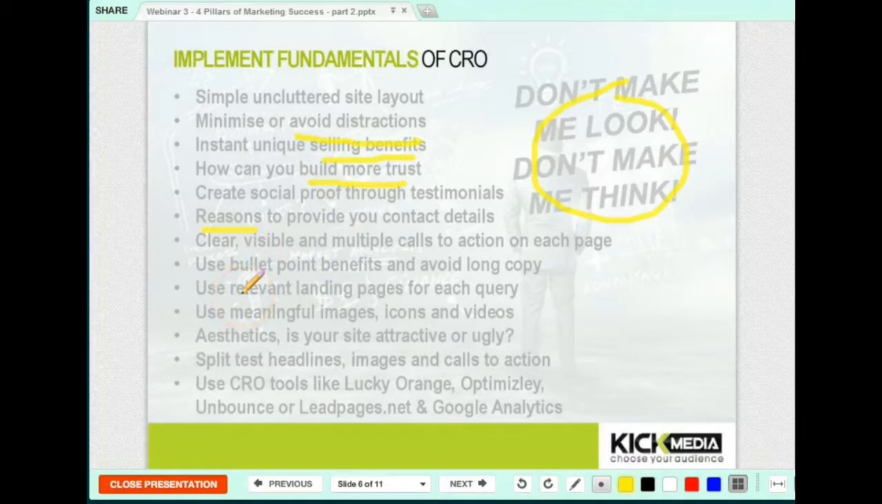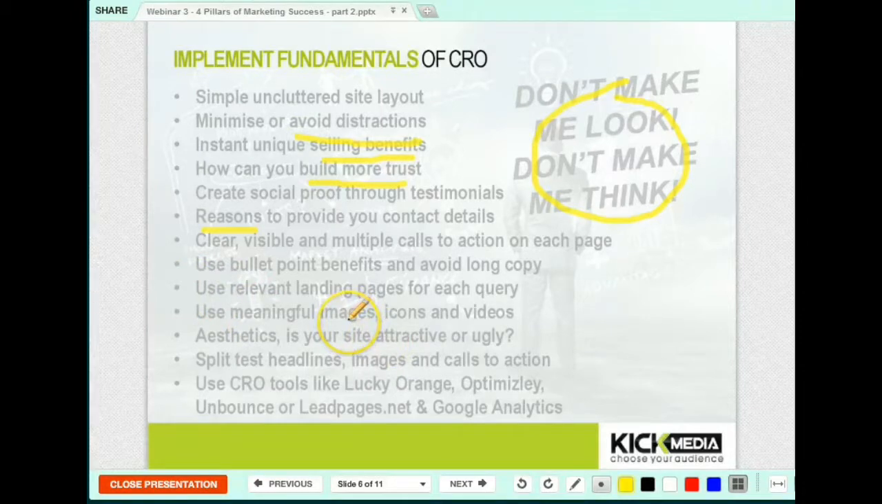Use relevant landing pages for each query. So when I say query, what people type into Google. So if someone types in, I don't know, some valves for a particular machinery, a specific term for that, you're not going to land them on your homepage. They're looking for a specific term or a specific product. It might be Barracuda pool cleaner. So they're looking for a brand of pool cleaner, not just any pool cleaner. Land them on the page that is actually relevant to that search query.